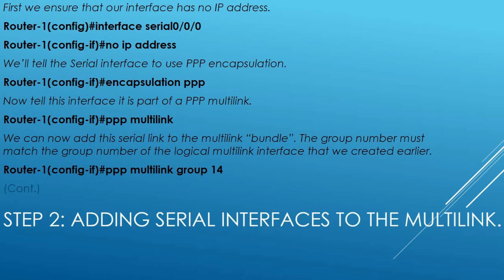So now we're going to go into configuring the serial interface. The first thing we're going to do is tell it no IP address, just to clear out anything that it might have in there. And then we're going to do basically the same thing that we did with the multilink. We're going to do encapsulation PPP, PPP Multilink, and then we're going to give it its group number. When we give it its group number, that's telling it you are to add yourself to the Multilink bundle.